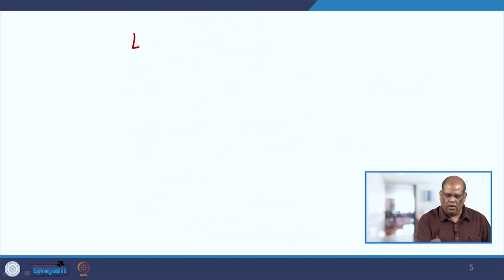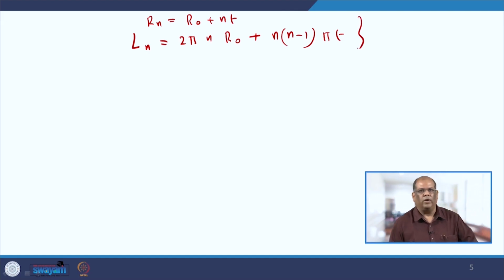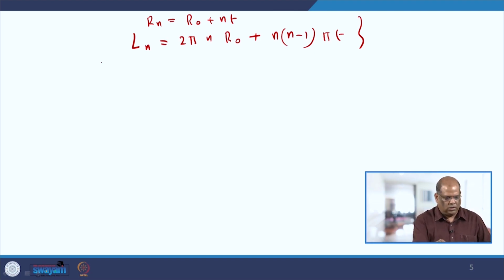Now you can write your Ln as 2 pi into n into R0 plus n into n minus 1 into pi t, and also you have your Rn is equal to R0 plus nt. So, these are the two equations that represent the length and the radius.